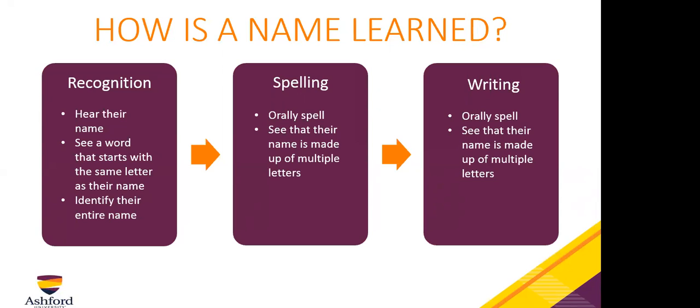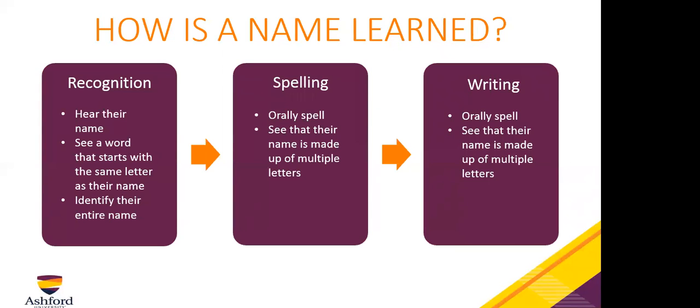Once children have name recognition, then they move into the spelling phase. And oftentimes children begin by spelling their name orally. Many of you might have seen this in the work you've done with children, where you can ask a child to spell their name and they can spell it out loud, but they might struggle to spell it if you gave them letter tiles or if you asked them to write it on a piece of paper.